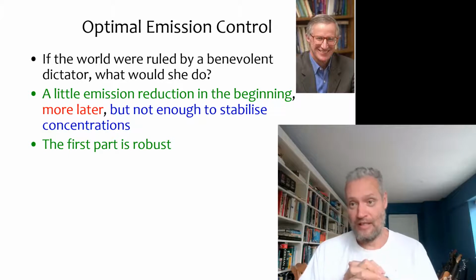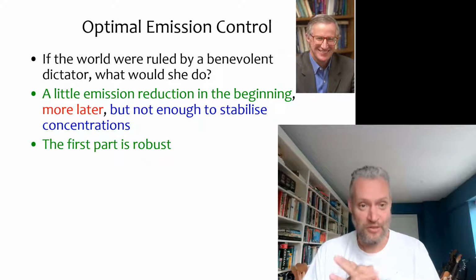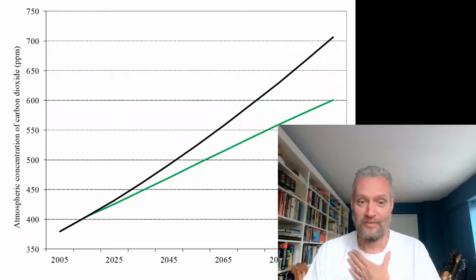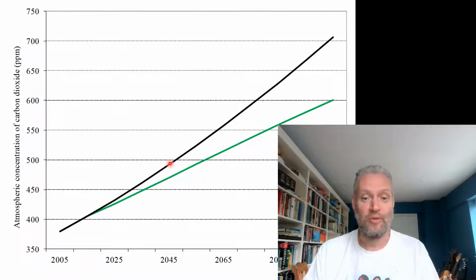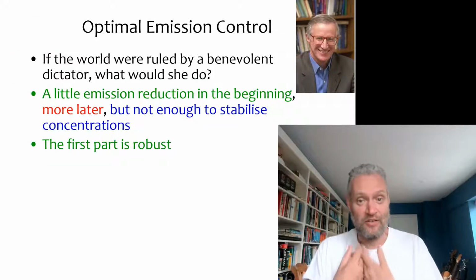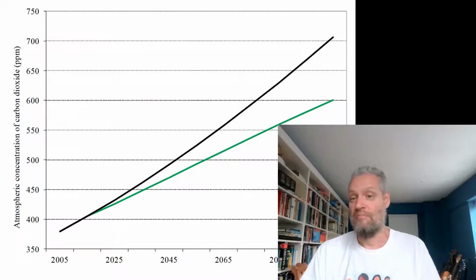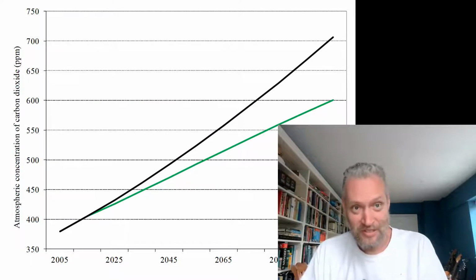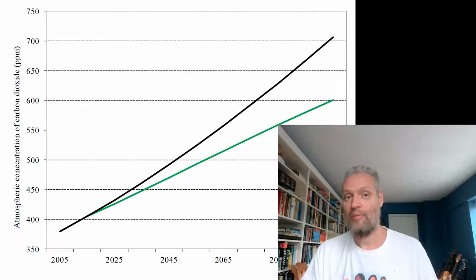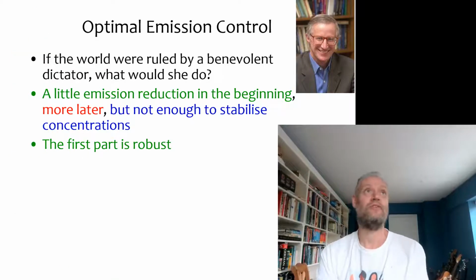And when Nordhaus asked this question, he found essentially three conclusions, and they are given here. He says, well, we start with a little bit of emission reduction, we start with a gradual deviation from the no climate policy path. That deviation grows over time, climate policy accelerates, but by the end of the century, CO2 concentrations are still going up. That is essentially what Nordhaus found.